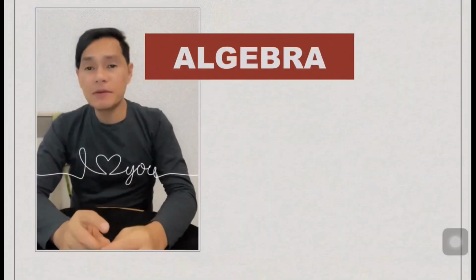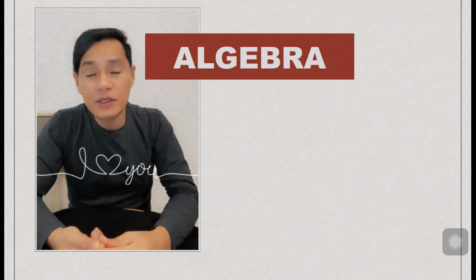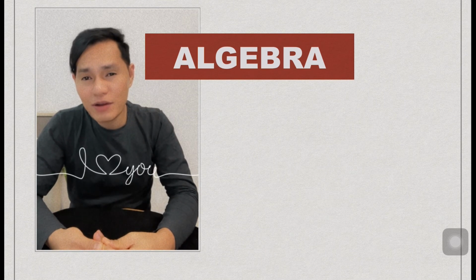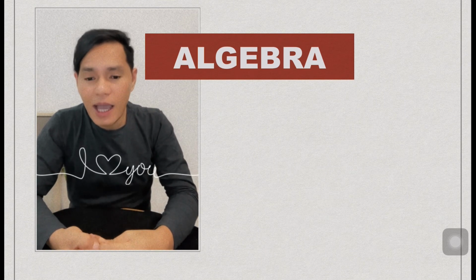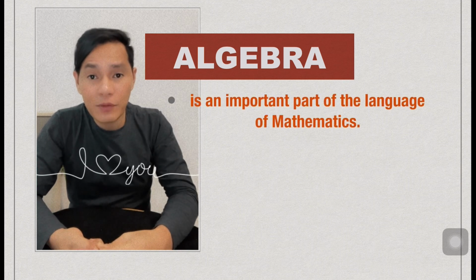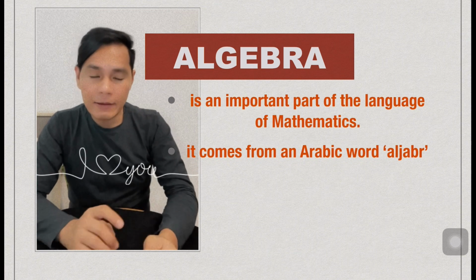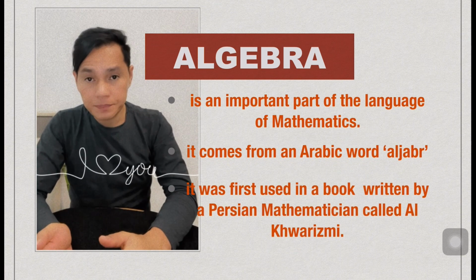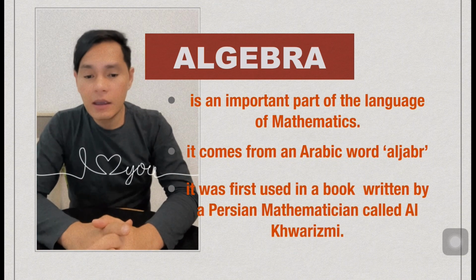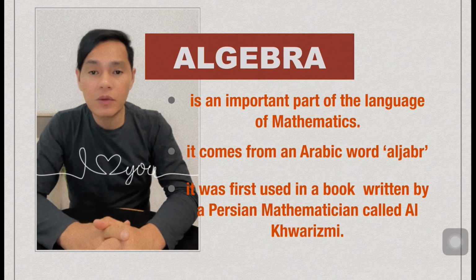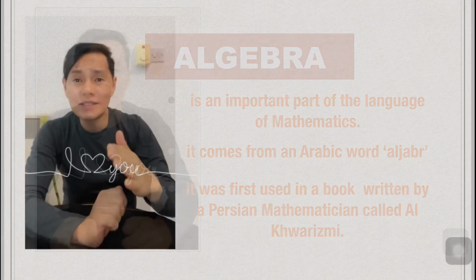Okay guys, before I start talking about the language of algebra, let me just give you a very short history about it. Algebra is an important part of the language of mathematics. It comes from the Arabic word al-jabr, and it was first used in a book written by a Persian mathematician called Al-Khwarizmi. Okay, now let's start talking about the language of algebra.